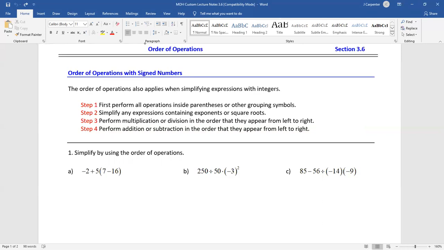Because multiplication and division are really the same thing. They're kind of opposites of each other, but they're still the same classification. Addition and subtraction are basically the same thing. They follow all the same sign rules. They're opposites of each other. So that's why we do them in that order from left to right. So if you see a subtraction, then an addition, you do the subtraction before the addition.